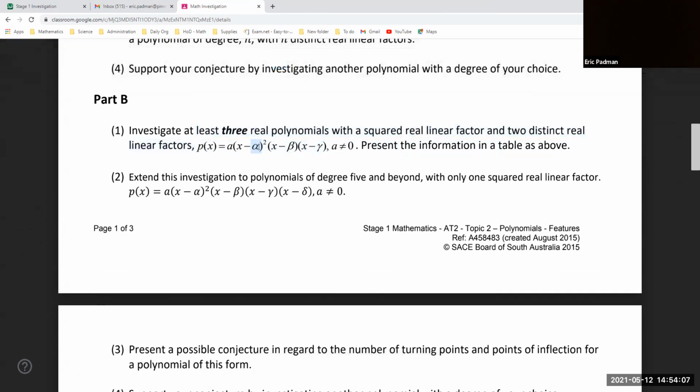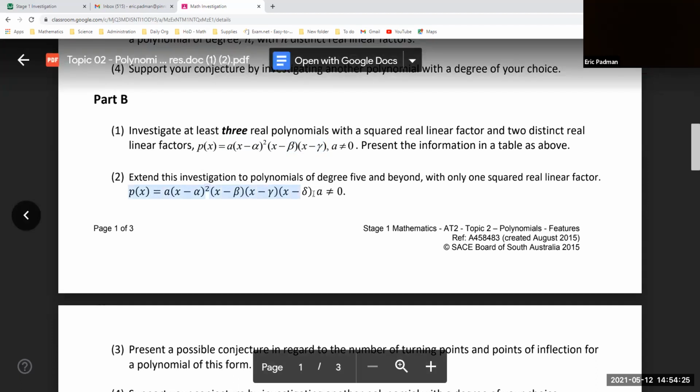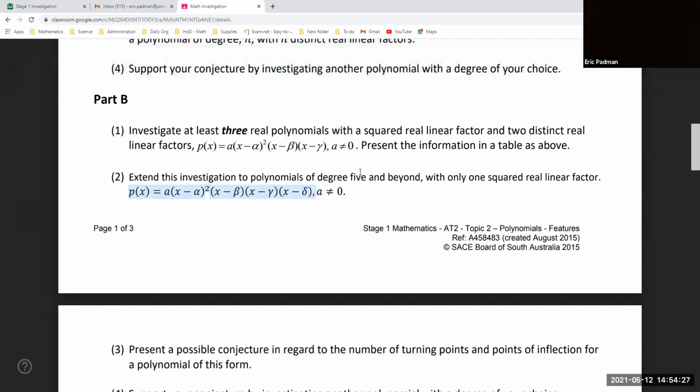We've got alpha, where x minus alpha squared is our squared factor, 2 distinct real roots, and 2 linear factors, x minus beta and x minus gamma. These 3 cannot be equal. If they are, then you get a whole different shape. And you can look at what happens at degree 5 and beyond as well as part of the investigation. So you have a squared factor and then you have extra linear factors.